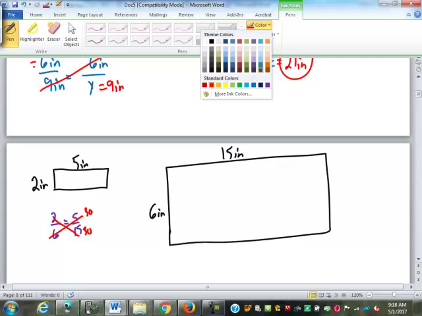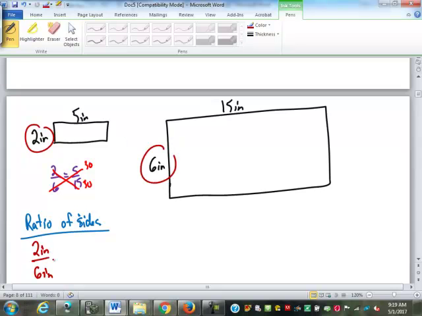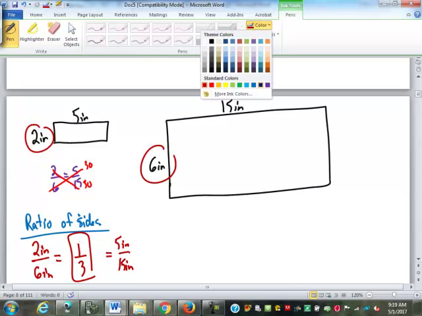So the ratio of sides here doesn't matter which side I pick. I'm going to pick the 2 became 6. 2 inches became 6 inches. Both of those can be divided by 2, gives me a 1:3 ratio of sides. Could have done the same with the 5 and the 15. 5 inches becomes 15 inches. Again, both of those divided by 5 gives me a 1:3 ratio of sides. So my ratio of sides is 1:3.